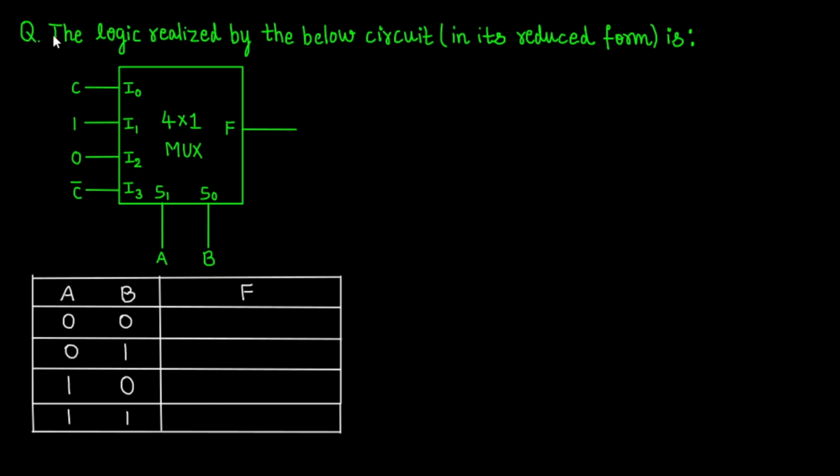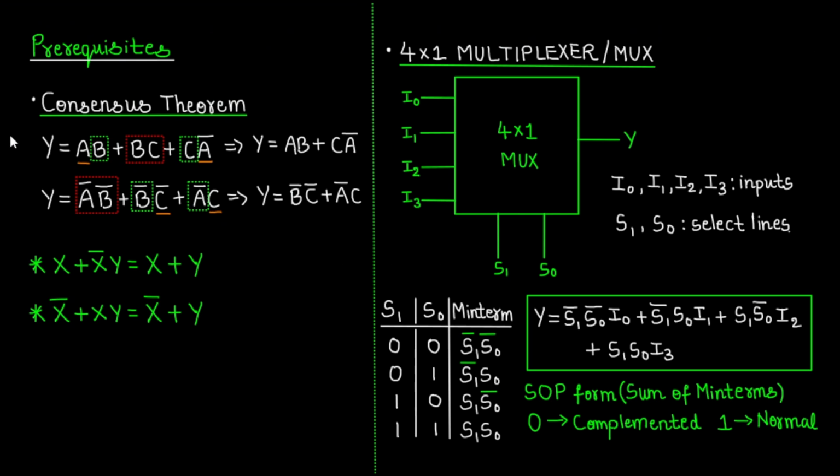Here is the question. The logic realized by the below circuit in its reduced form is, here we are given a 4 cross 1 mux having 4 inputs I0, I1, I2 and I3 with values C, 1, 0 and C bar, and two select lines S1 and S0 having values A and B with an output F. Before we proceed, let us look at the prerequisites.